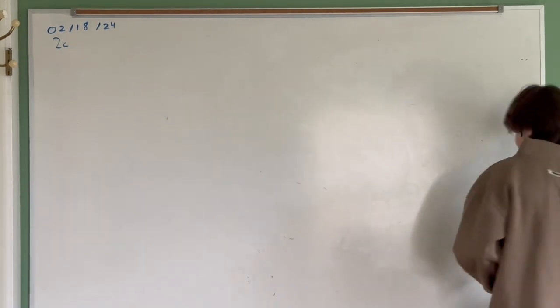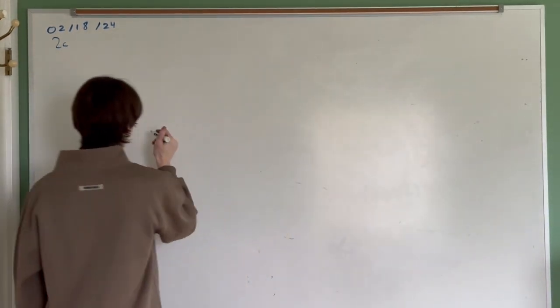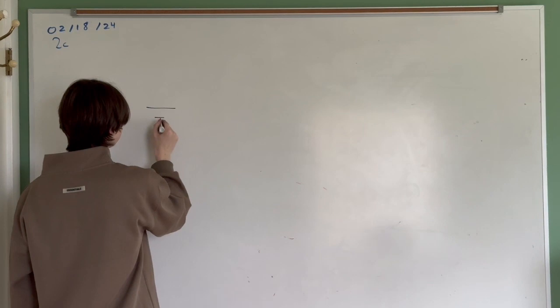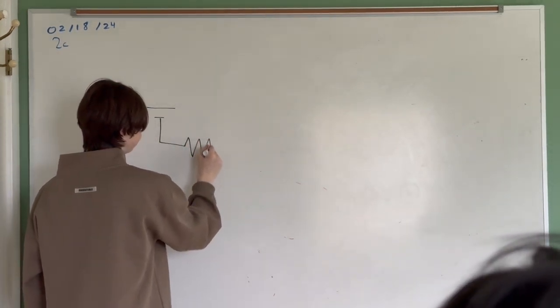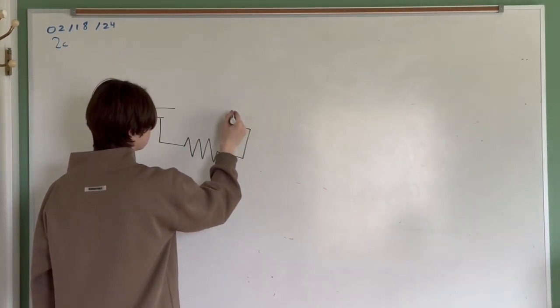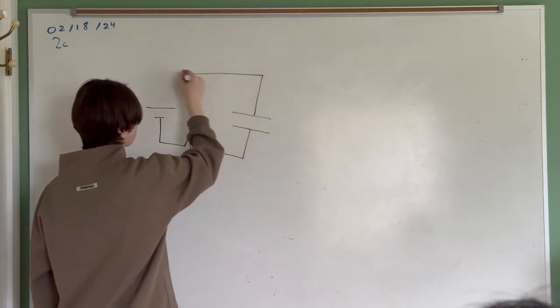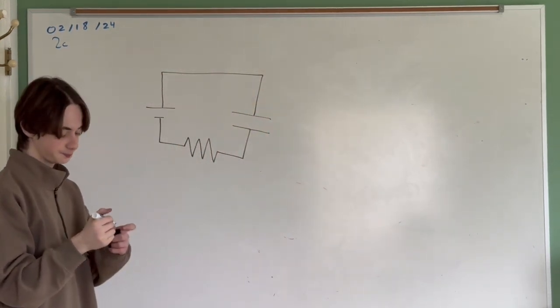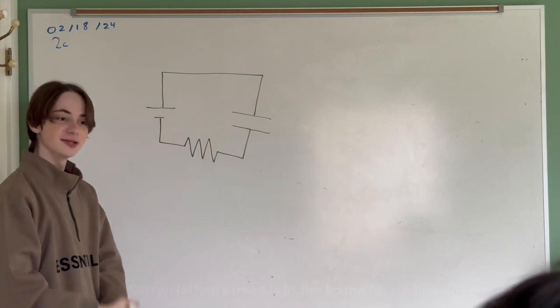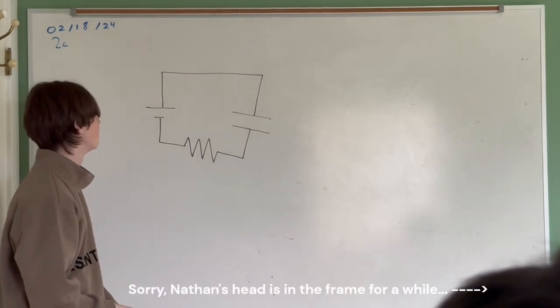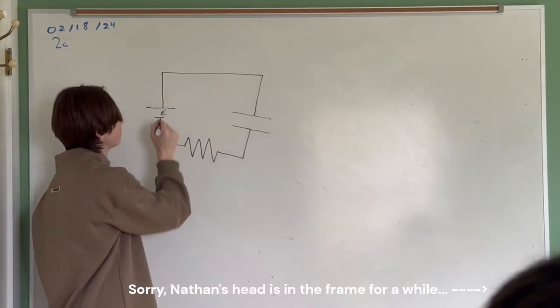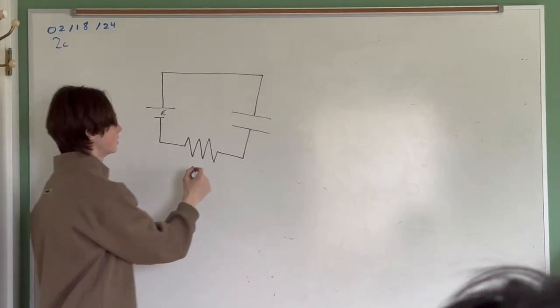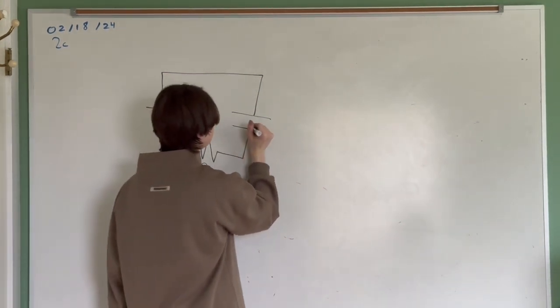What happens if you combine a resistor and a capacitor in a circuit? Resistor resists and capacitor capacitors. So we have an electromotive force, a resistance, and a capacitance.